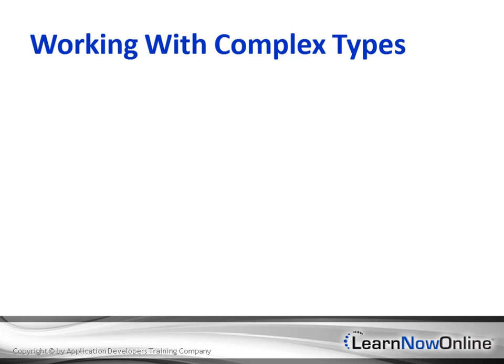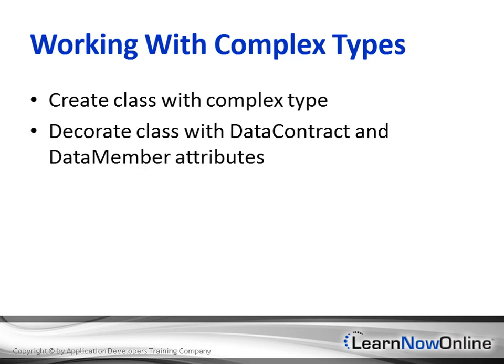The examples you've seen so far have used primitive types, but you can also use complex types in your services. To create a complex type, create a class. Then add any of the properties that you need to expose as data elements of that class. Once you have a class, then you can decorate it with DataContract and DataMember attributes. Let's go see how.